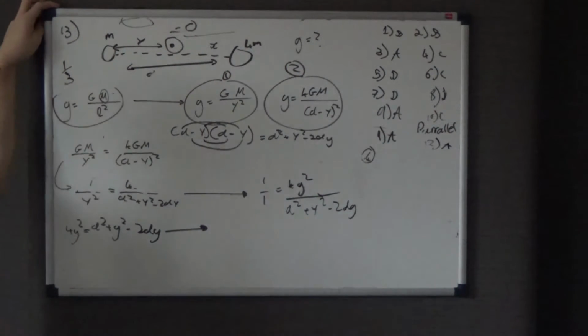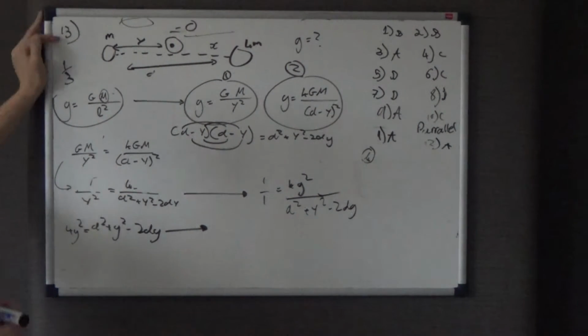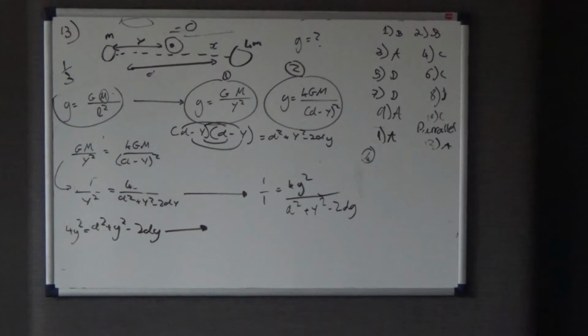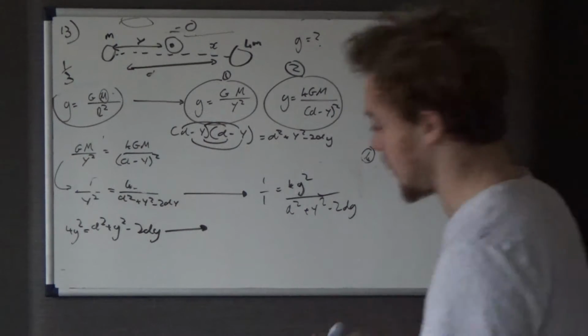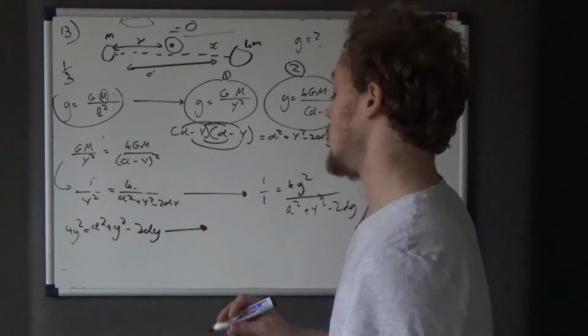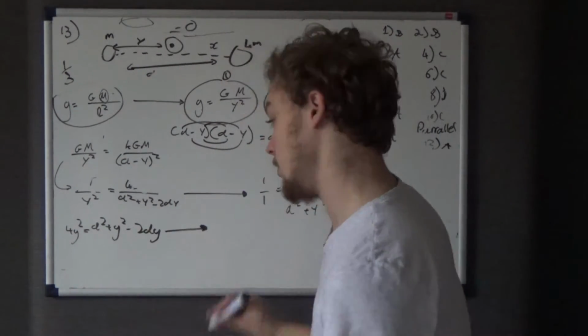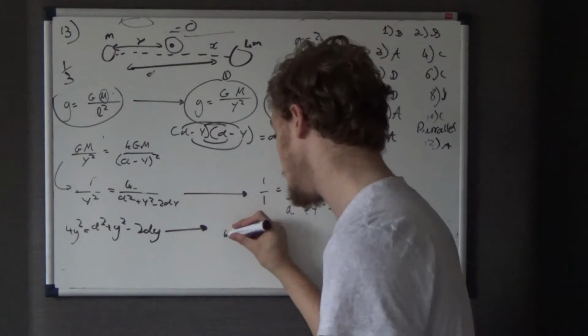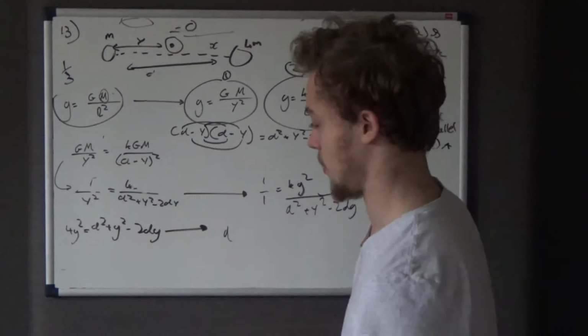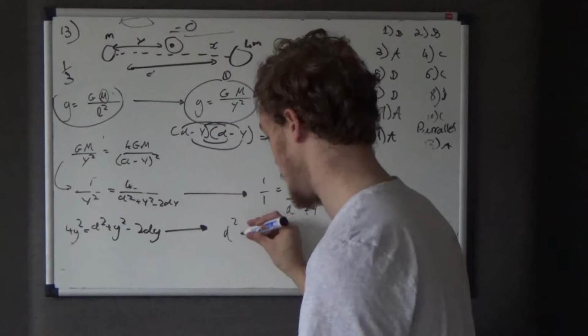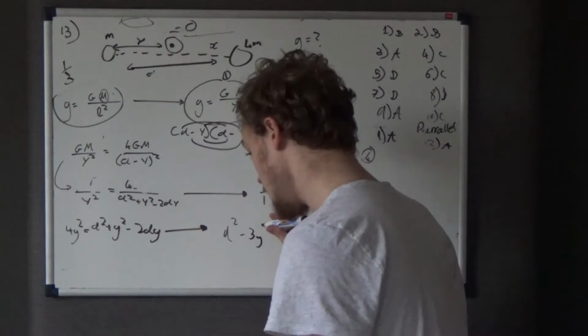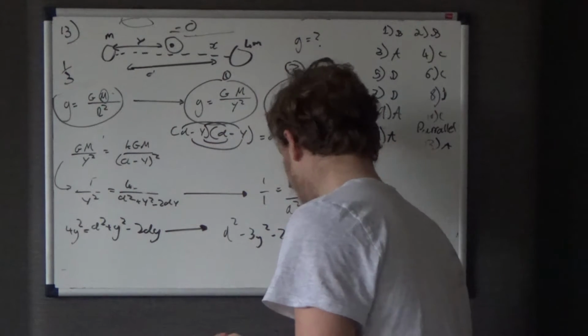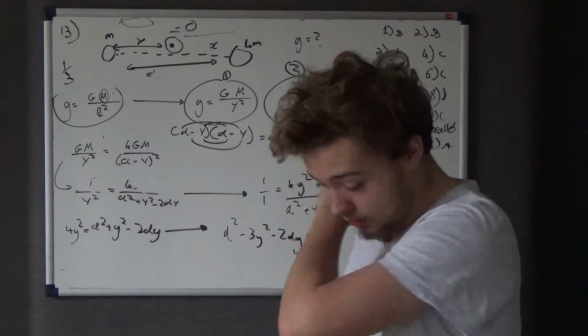So, bearing in mind we want y over d, it looks like some kind of quadratic here, so we factorise it, making it equal to 0 first. It's up to you which way round you want to do it, you'll get the same answer. I think it's probably easier to bring the 4y squared over here. So d squared take 3y squared take 2dy equals 0.